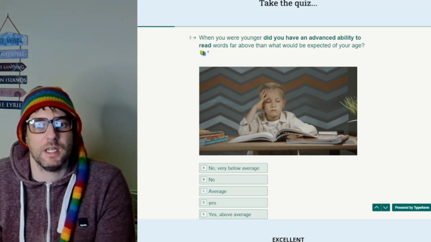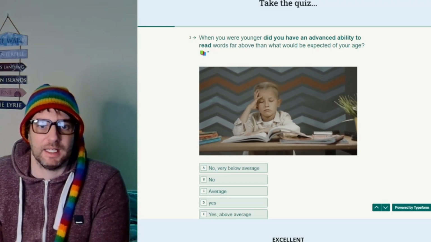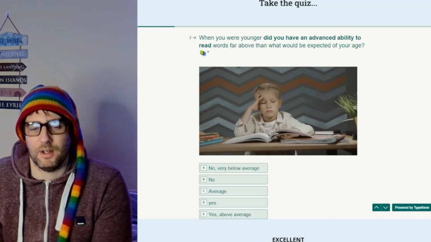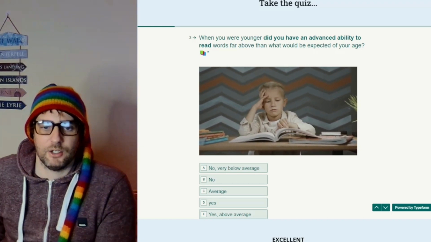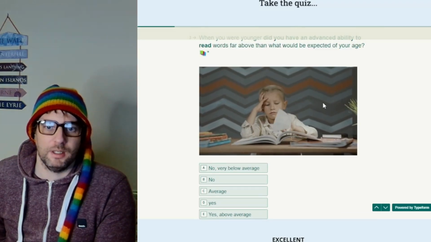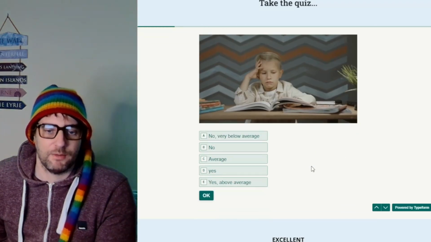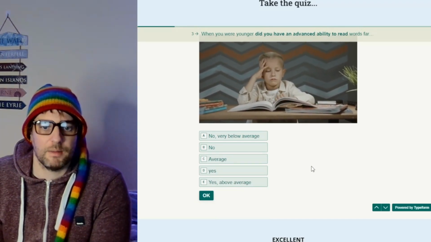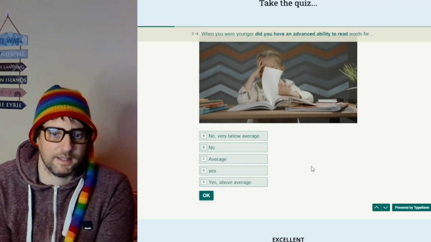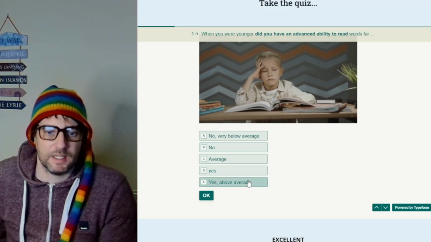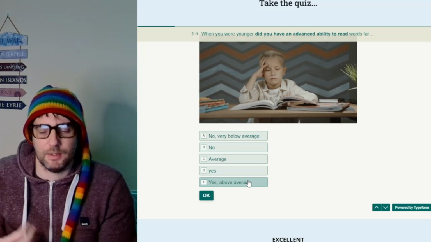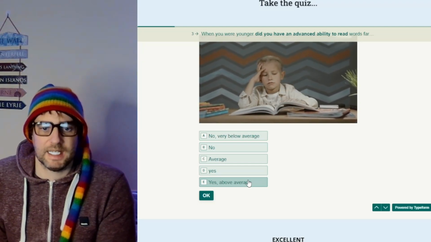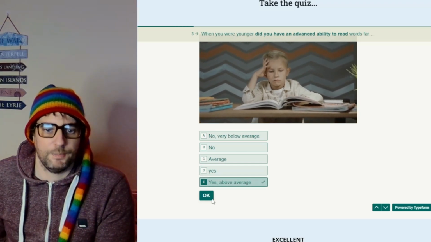So the next one is, when you were younger, did you have an advanced ability to read words far above, I think that's supposed to say 'that', rather than what would be expected of your age? I'm not judging them, by the way, by this saying 'than'. The amount of times I put 'than' rather than 'that' because I'm writing too quickly. And the answers are no, very below average, no, average, yes, yes, above average. And obviously, if you see my previous video, I will keep referring back to that video. But if you've not watched it, yes, at the age of 8 years old, I had a reading age of between 16 and 18. So I was above average.